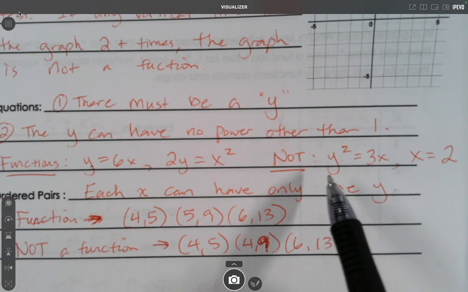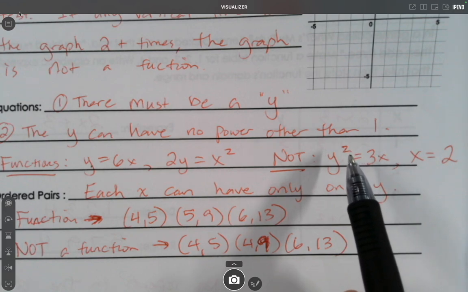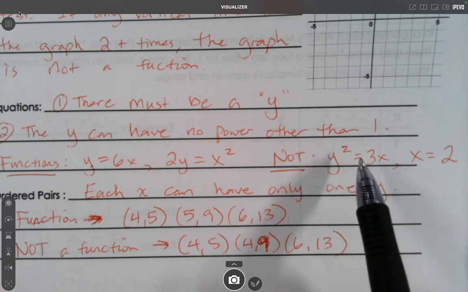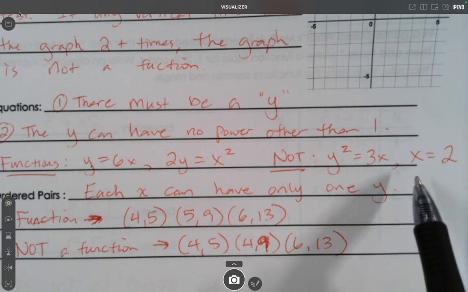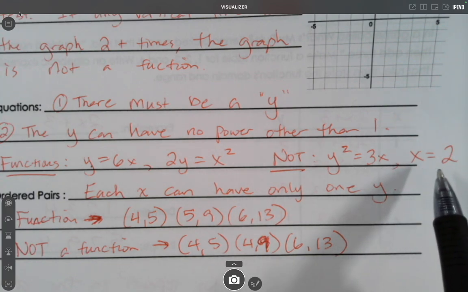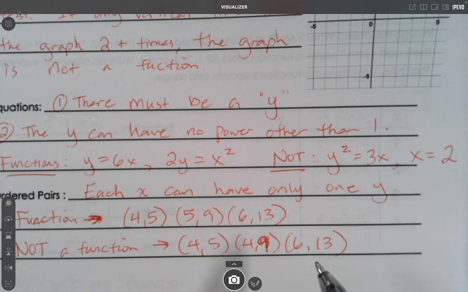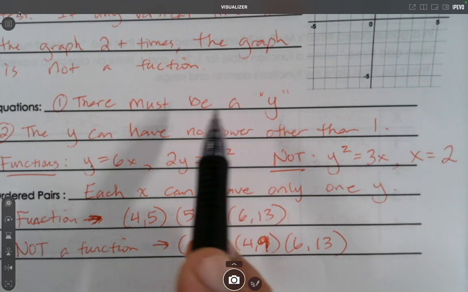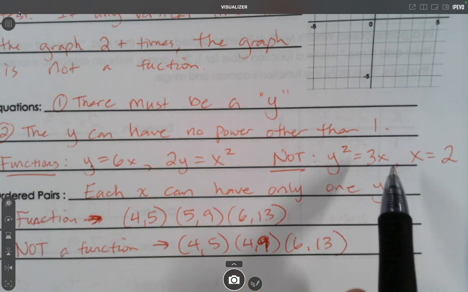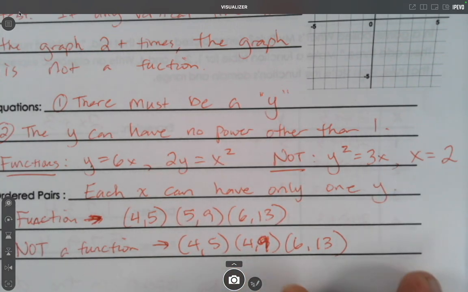Looking over here, y is present, but it has an exponent other than 1. So that's why this is not a function. We can't have an exponent other than 1. X equals 2 is not a function because it has no y. Now just so you know, it's okay if there's no x. That's not required. But there has to be a y for it to be a function. So this is not a function because there is no y.